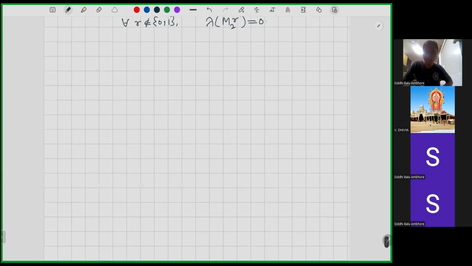Now we have to check that for this M1. M1 is what? This kx quotiented by x, right? Direct sum kx quotiented by x square. So kx quotiented by x contains what? kx quotiented by x.